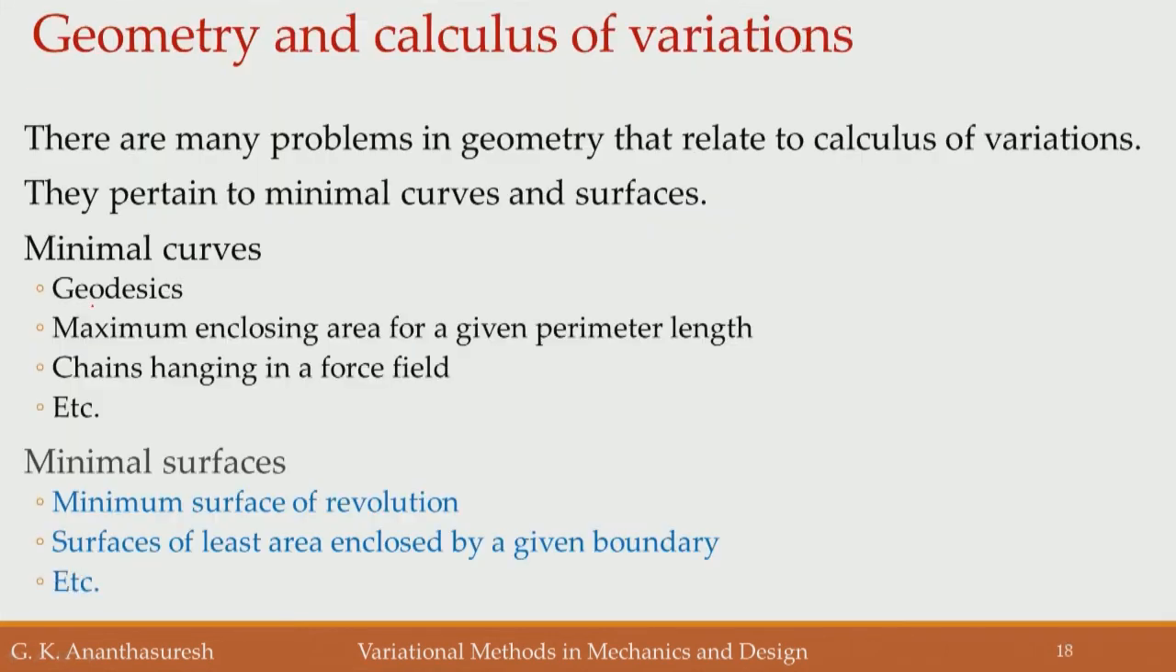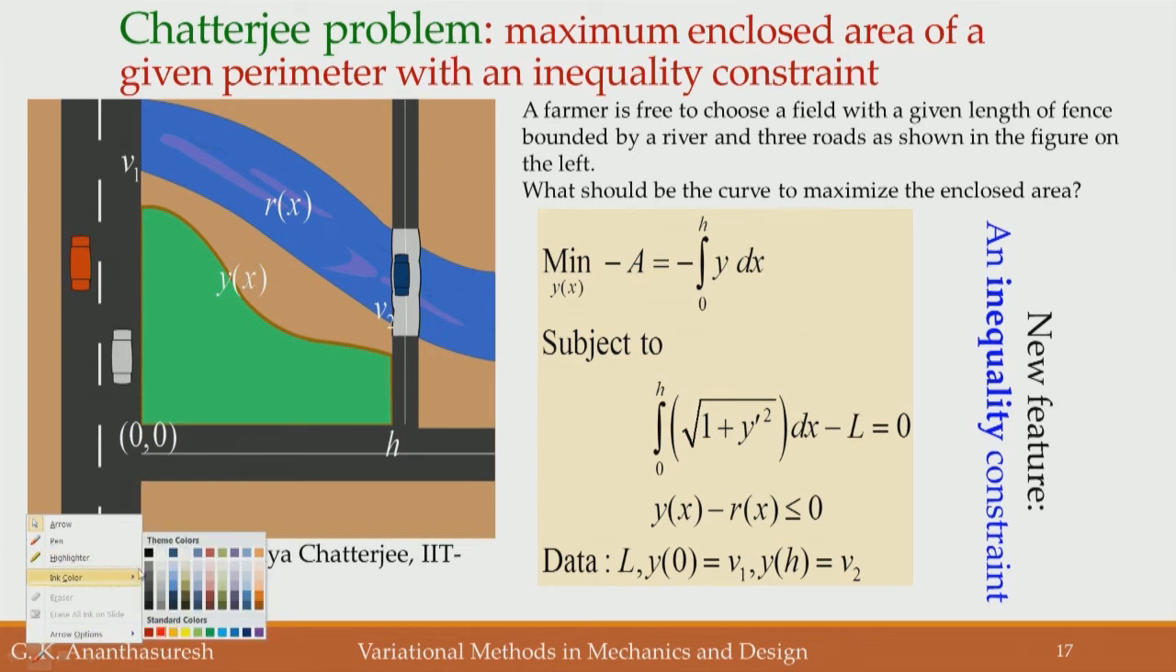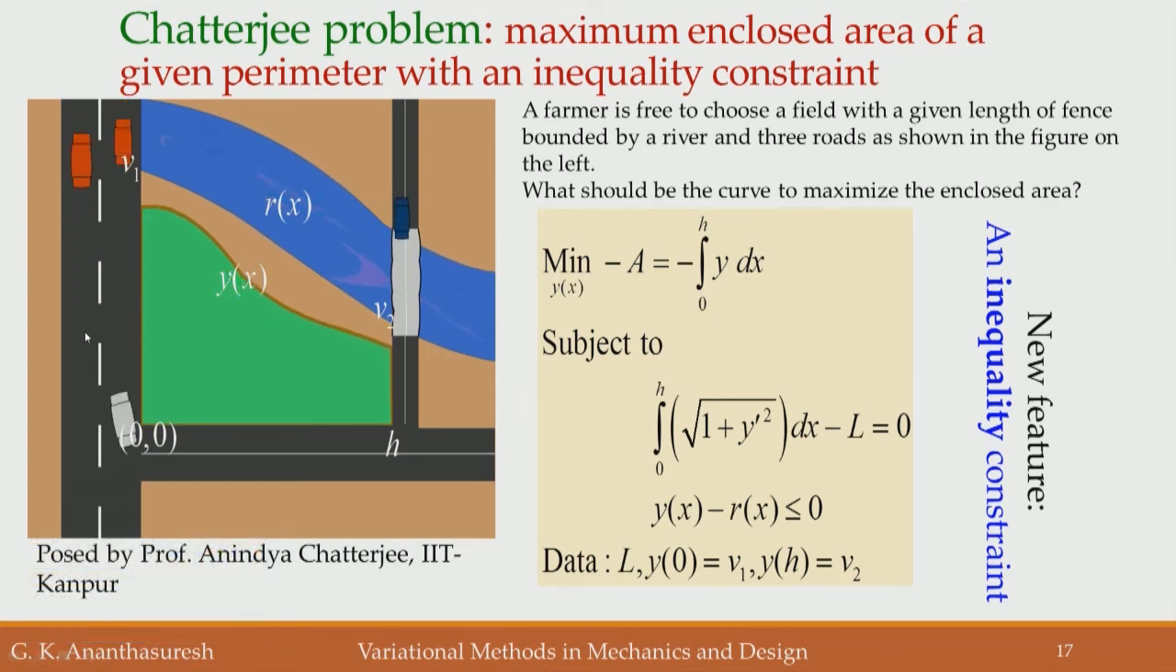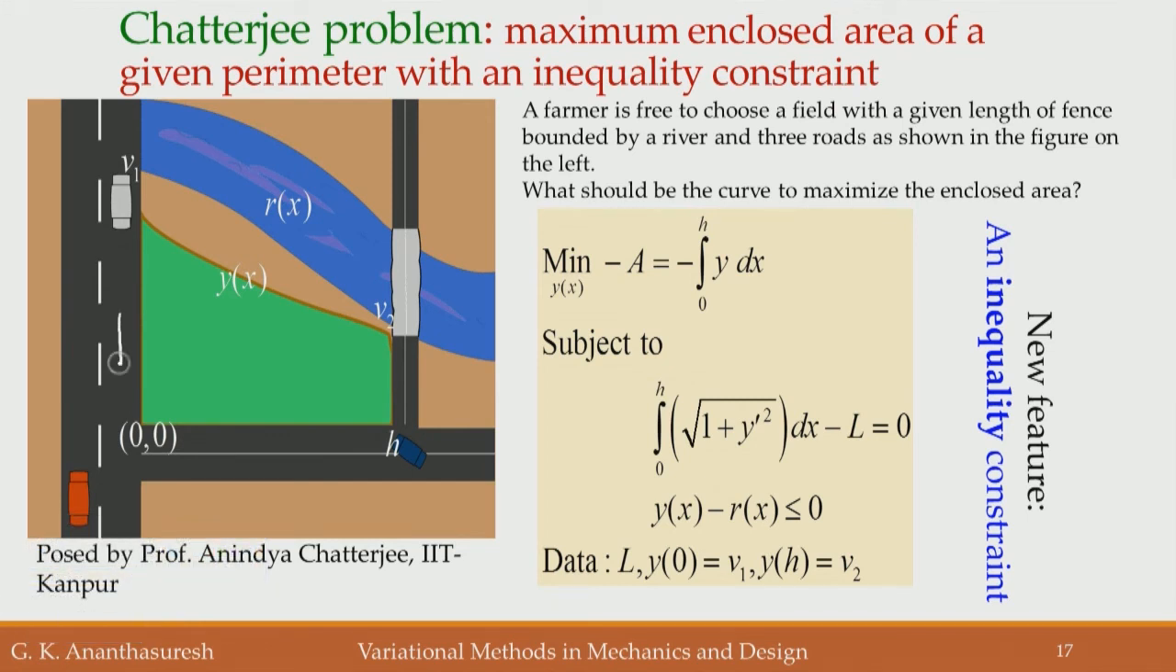Now, here is road 1, road 2 and road 3. 3 roads are there. So, here is 1, here is 2, 3. The farmer can choose the land as shown here, and this is the curve y of x that he can choose, but there is a river.